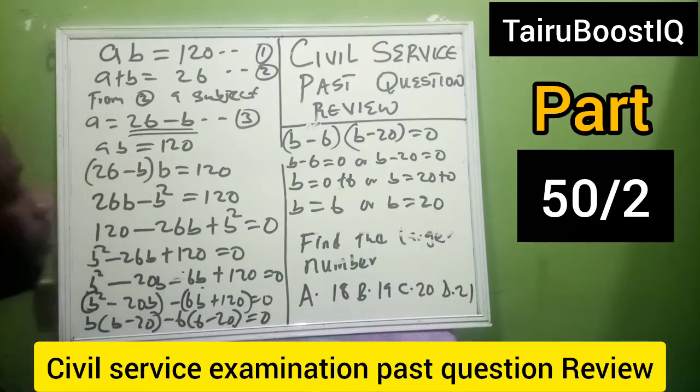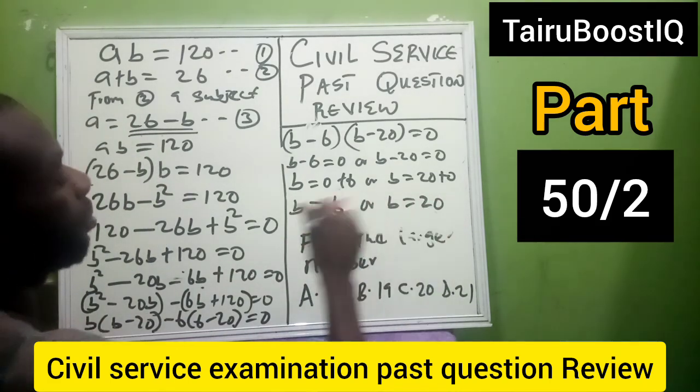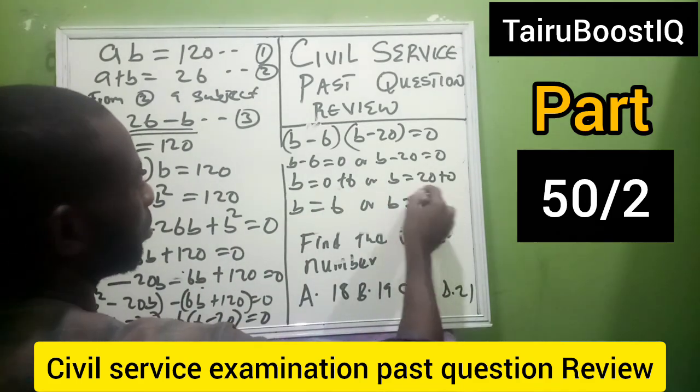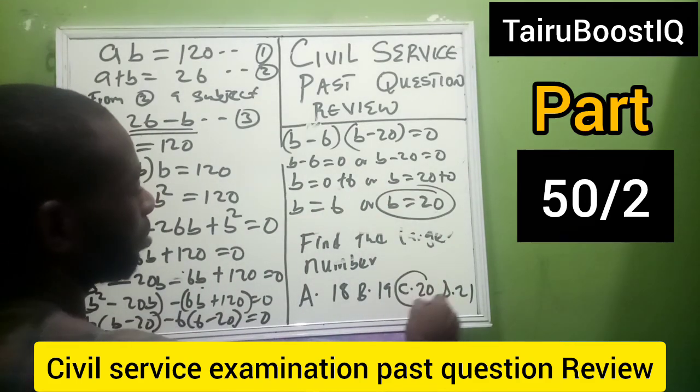So now, when we add these two numbers, we are going to get 26, and when we multiply, we are going to get 120. So the larger number there is 20. The answer is C.